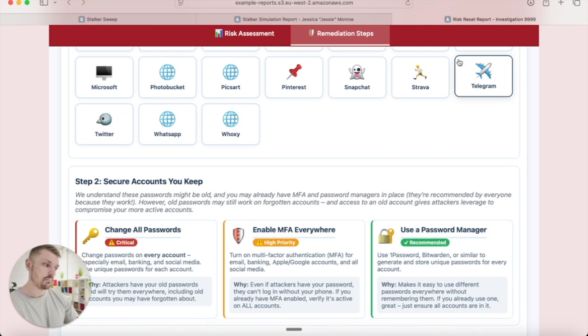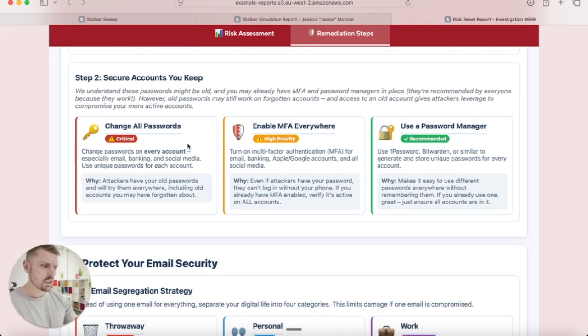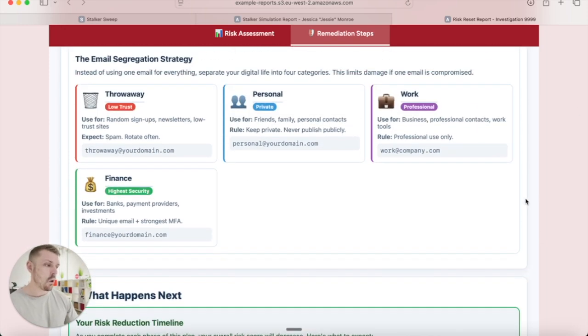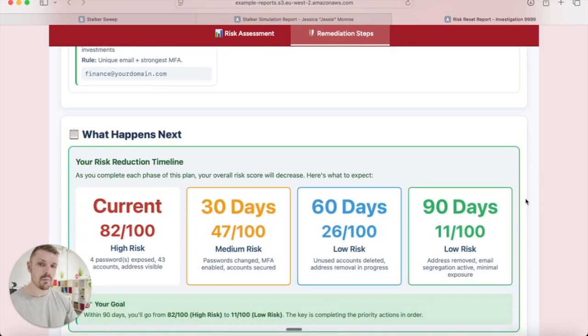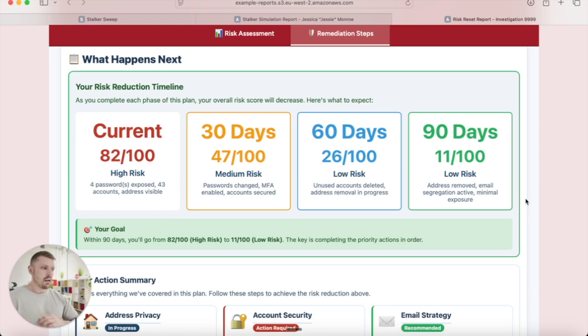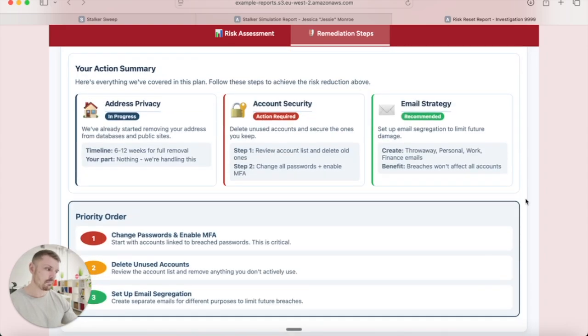You get the picture. A few general steps. Change your passwords, use multi-factor authentication, and use a password manager. You've been told that a million times, so that's just there for continuity. And then a few steps on email hygiene. How can you reduce someone's ability to steal your data moving forward? And then a 90-day plan of the reduction, where we see the numbers decreasing, and how to achieve that.